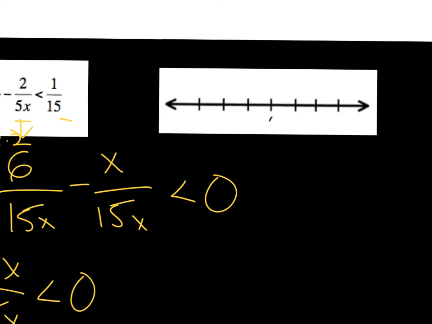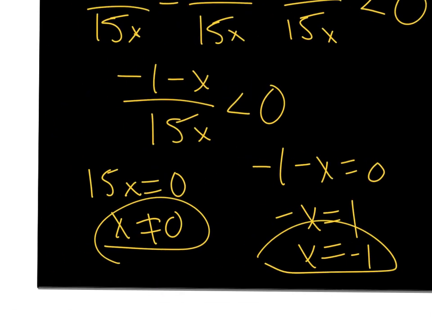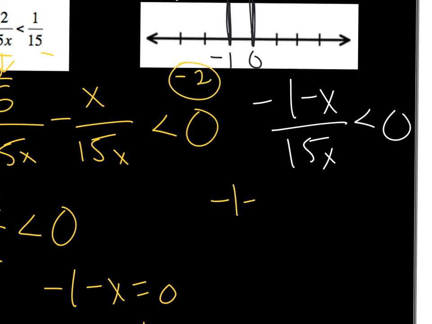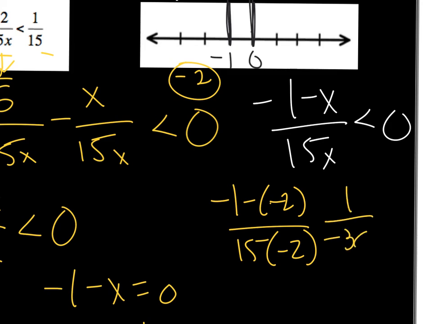So this one should work a little bit easier. 0, negative 1. There's my line, there's my line. I've got to check each one of these gaps and see if they're true or false. I'm looking for smaller than 0, so I'm looking for negatives. So again, simple function: negative 1 minus x over 15x less than 0. If I can't take negative 1, I go to the next simplest and I go negative 2. So negative 1 minus a negative 2 over 15 times negative 2. Negative 1 minus a negative 2 is going to be positive 1 over negative 30. Technically that's negative, so that area works out.